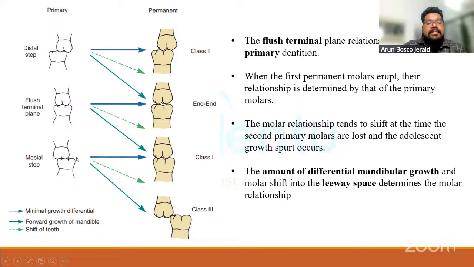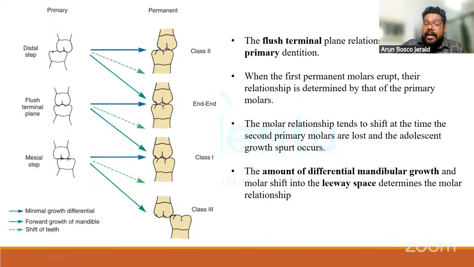Okay. Now about the mesial step. In the case of mesial step, with minimal growth differential, it will be maintained in a class 1 molar relationship, because when the deciduous dentition is in a mesial step relationship, the permanent first molars will be erupting in a class 1 or near class 1 relation. So if the mesial movement because of the leeway space is minimal and the forward growth of the mandible is minimal, then this mesial step malocclusion will be maintained as a class 1 molar relationship.